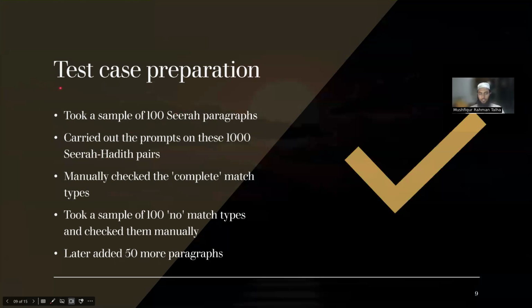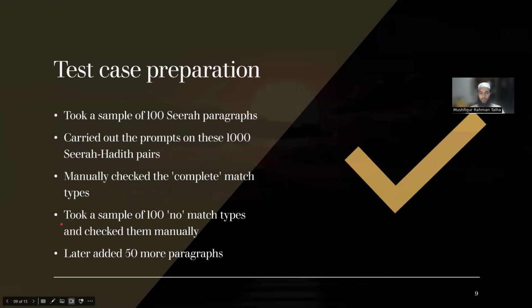This task was the most challenging part of our work, because we have a large number of pairs in front of us, that is 16,600 pairs. Manually validating this is a very hectic task. So we took a sample of only 100 Seerah paragraphs and carried out the prompts on these 1,000 pairs. Among the outputs, the number of complete matches was 100, which could be manually checked, and we manually checked them and updated the test set along with it.